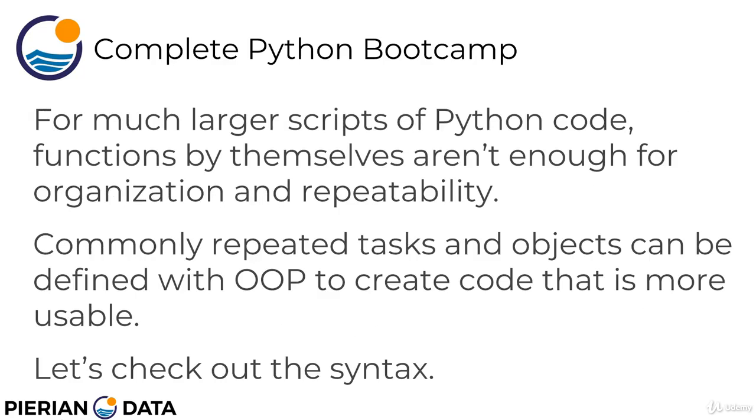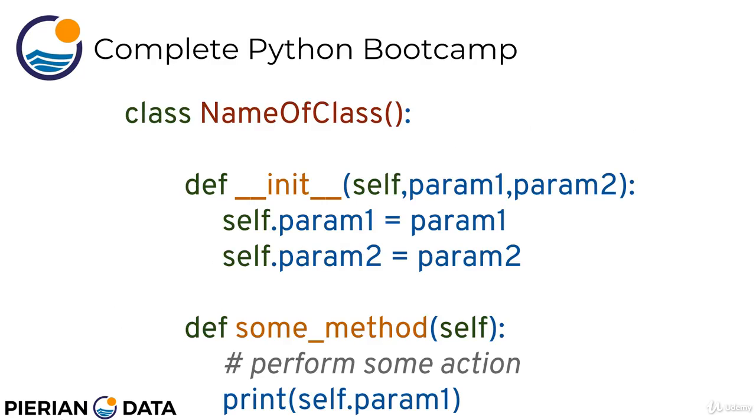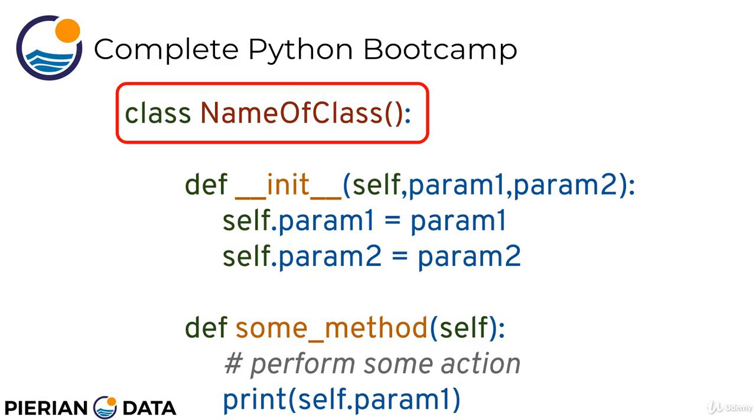So for much larger scripts of Python code, functions by themselves really aren't going to be enough for organization and repeatability. Commonly repeated tasks and objects can be defined with OOP to create code that is more usable, especially across an organization. So let's check out the syntax of object-oriented programming, and don't worry about completely understanding everything we show you right now. We're going to take it step by step in a Jupyter Notebook through a series of lectures. But for right now, I just want to give you a brief overview of some special syntax calls that we haven't really seen before. The first one being the class keyword.